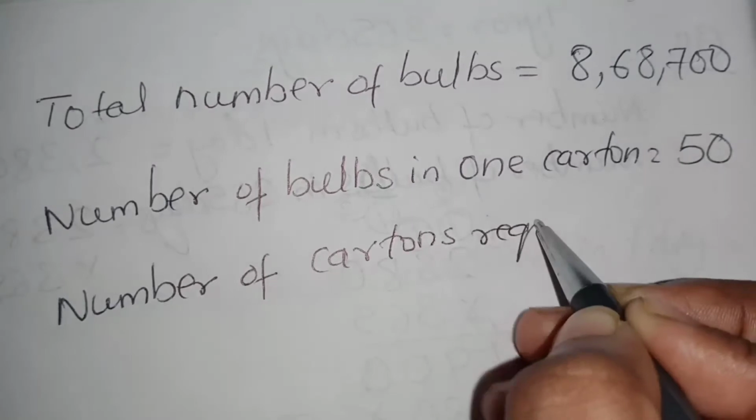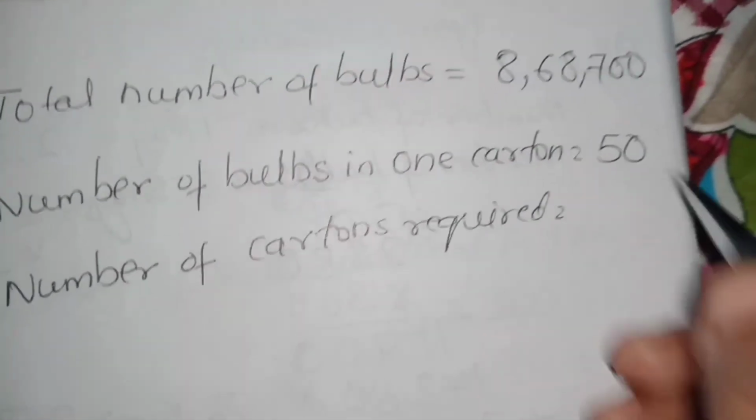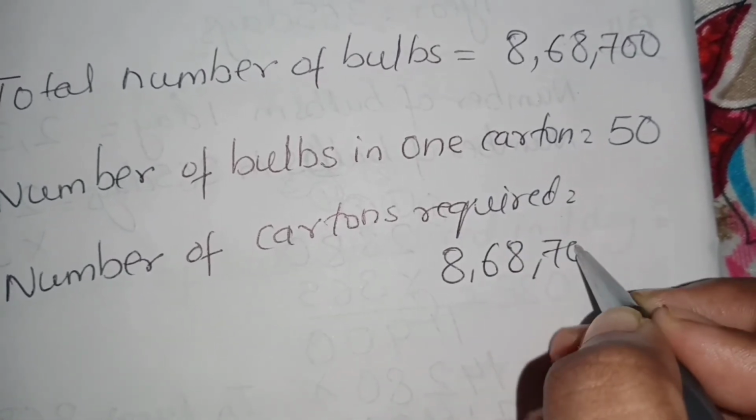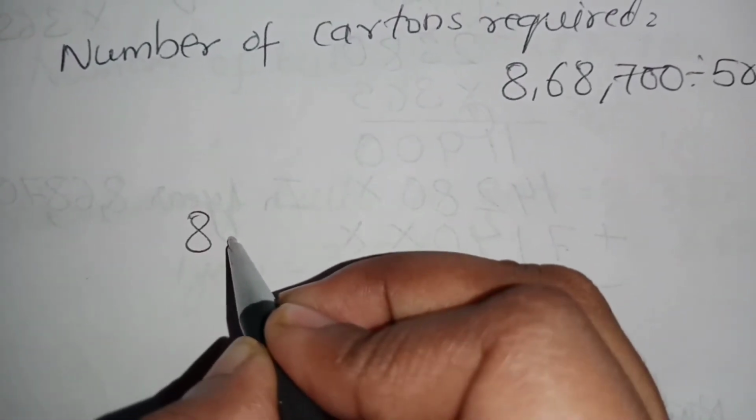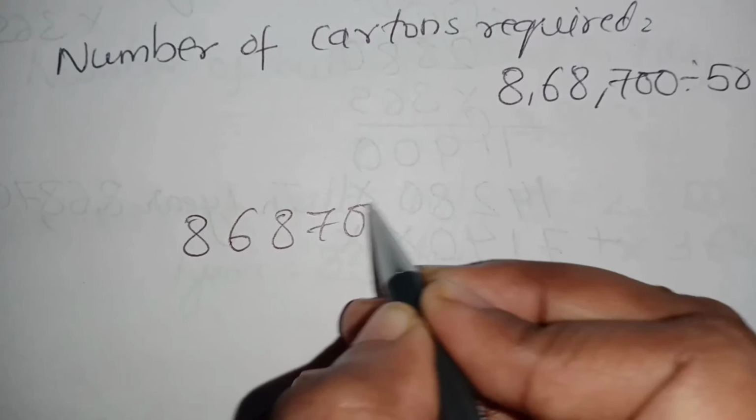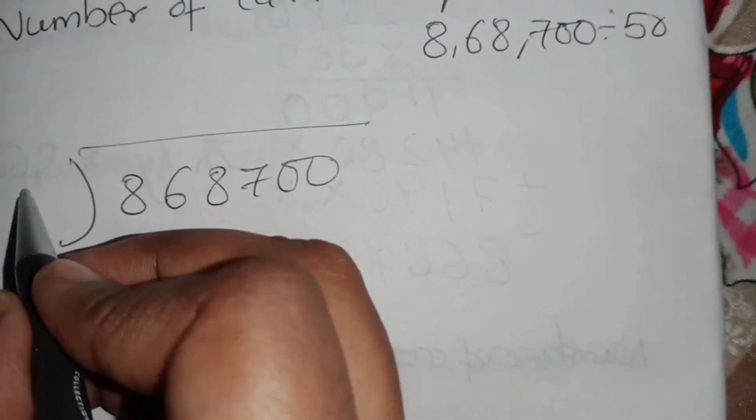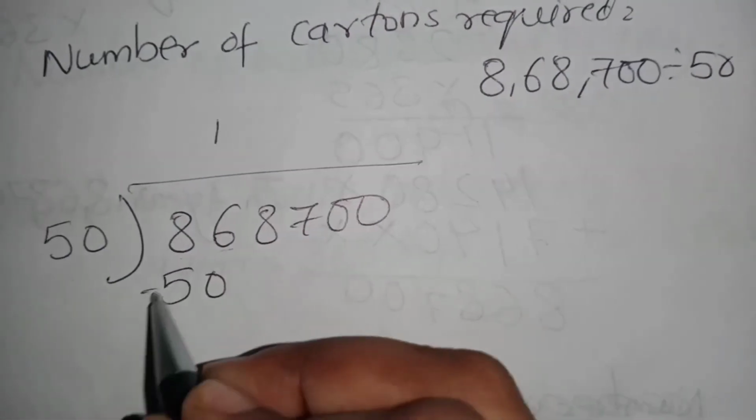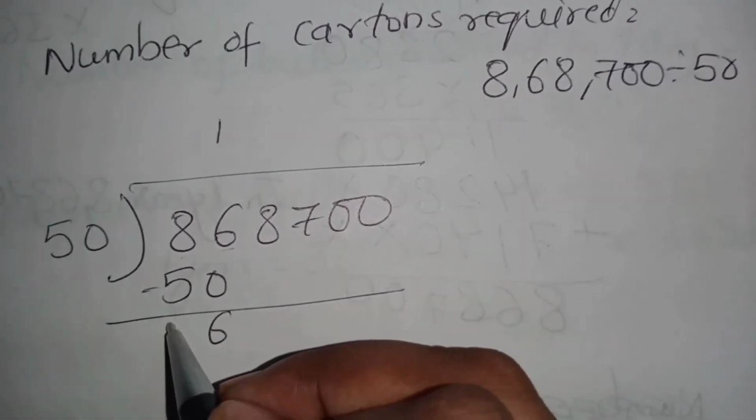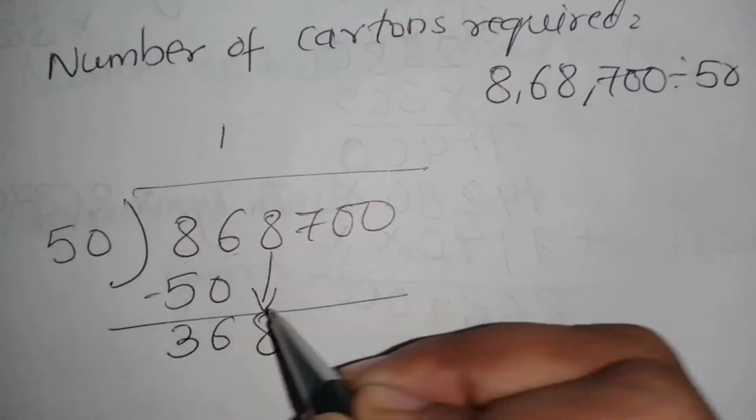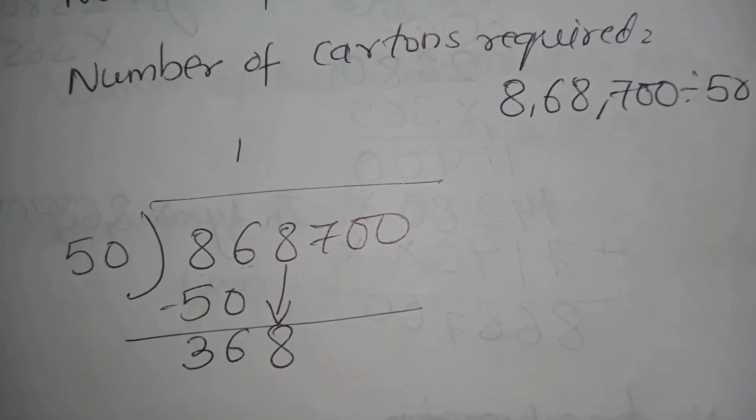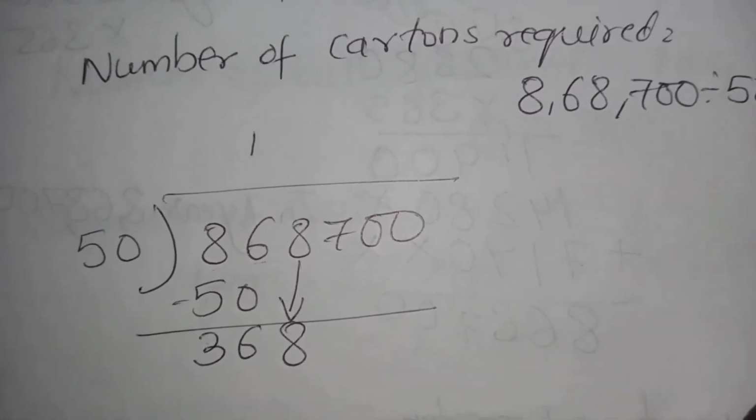Now number of cartons required. We have to find the number of cartons required. What do you have to do? You have to divide this and this. So 8,68,700 divided by 50. Now let's write here 8,68,700, this is the dividend, divided by 50. So we'll take these 2 digits. 50 1s are 50. 6, 8 minus 5 is 3. Now bring this 8 down. So 368 doesn't come in the 50 table, so what comes less than it?